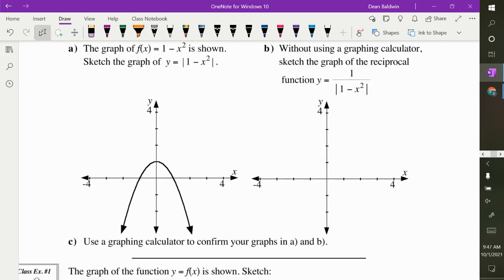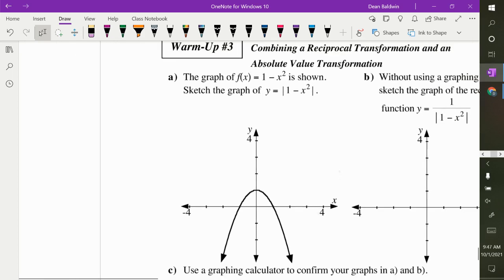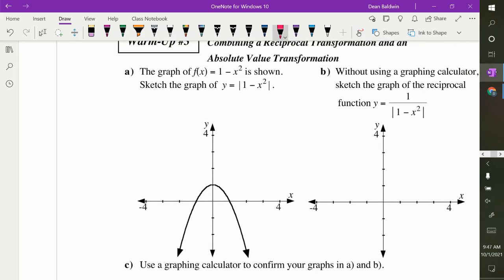Okay, peoples, here we go. So, here's the graph of 1 minus x squared, which is a parabola that opens down but has been shifted 1 unit up. Okay, we're going to do the absolute value transformation. So we put these absolute values around it. Anything that's above the x-axis stays the same. So this part of the graph stays the same.